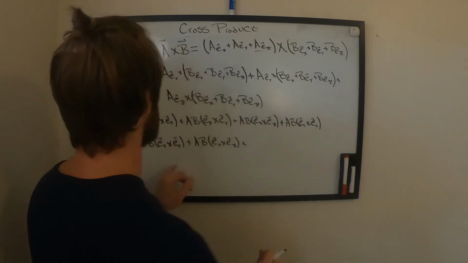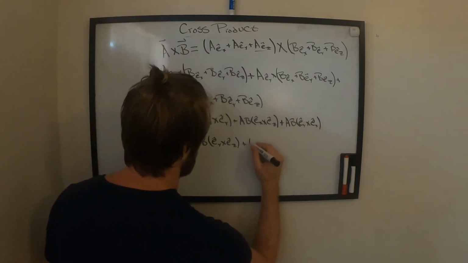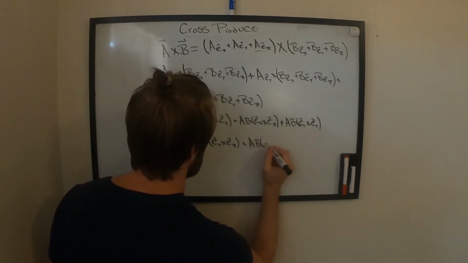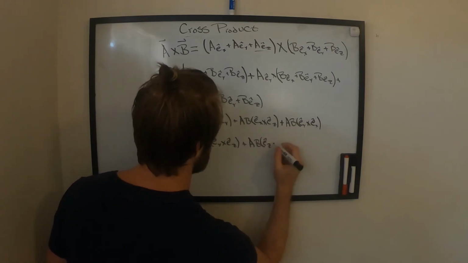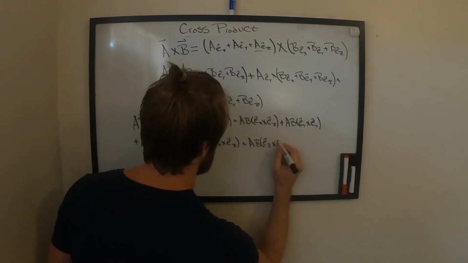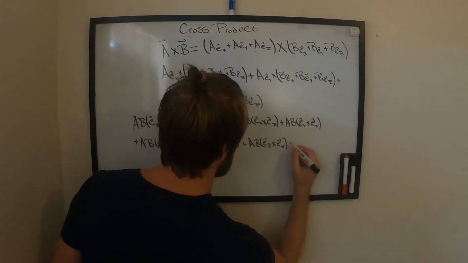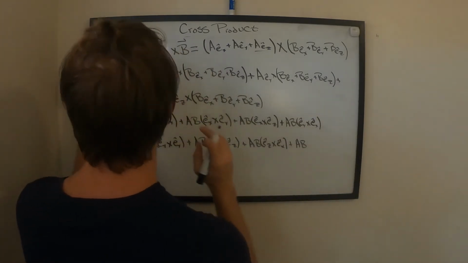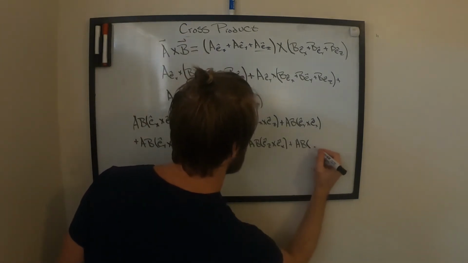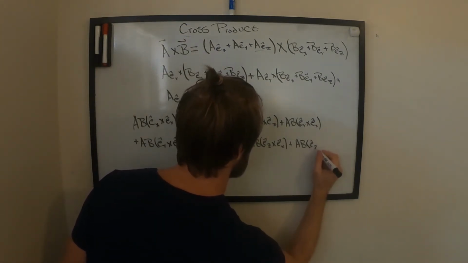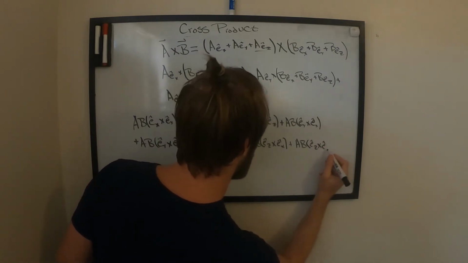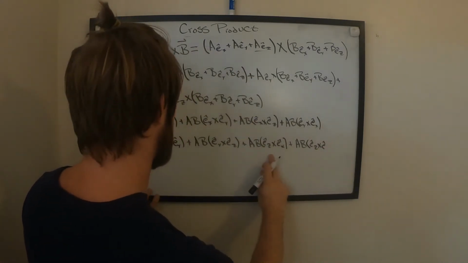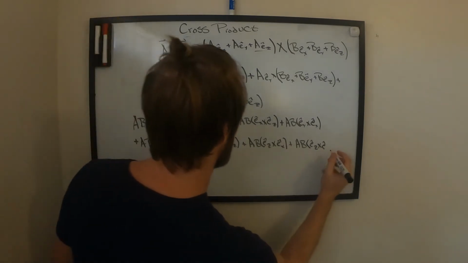And now moving on to my third A component. So AB, e-hat z cross e-hat x plus AB, e-hat z cross e-hat y.